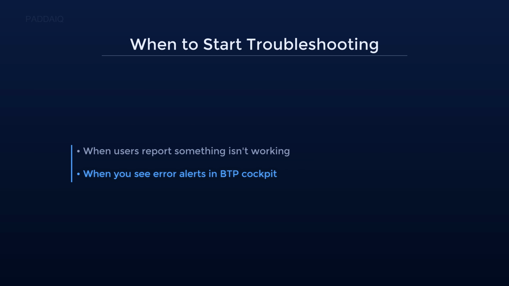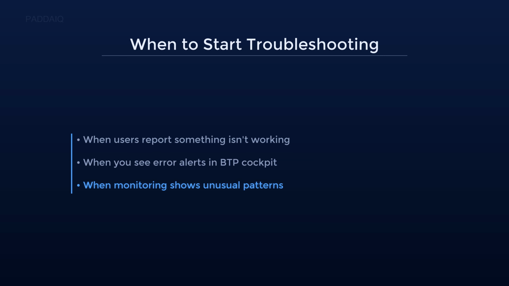When you see error alerts in BTP Cockpit, this means the system has detected an issue that needs your attention, like a service being unavailable. For example, if your application's connectivity service shows a red error icon, it will not connect to other systems. Addressing these alerts promptly keeps your solutions running smoothly.